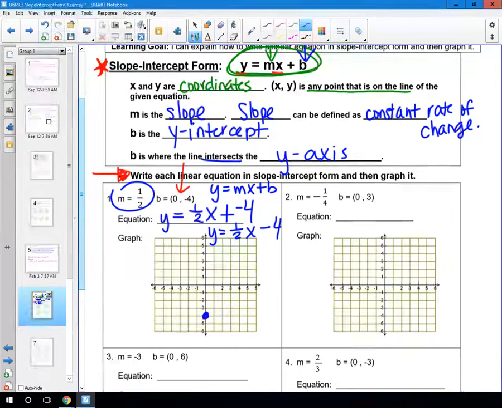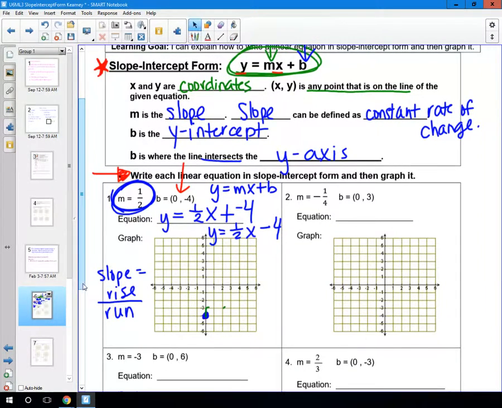Now remember, slope is rise over run. So since I said my slope was 1/2 up here, that means I'm going to rise 1 and then run 2. So I'm going to go up 1 and then over 2 and put my next point. And then I can keep doing that. Up 1, over 2. Up 1, over 2. Or I can even go down 1, but then I have to go to the left 2 to keep that a positive line because we want it to be increasing from left to right. And don't forget to put that line through it with your arrows.